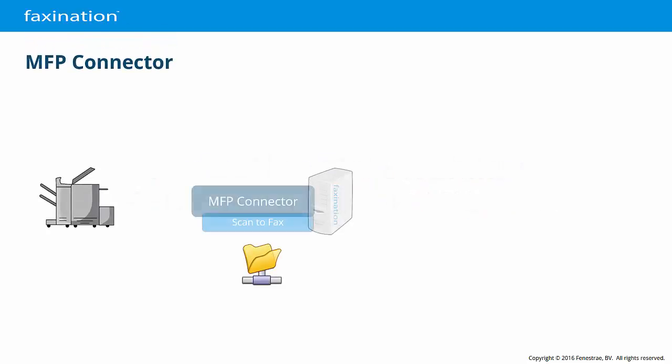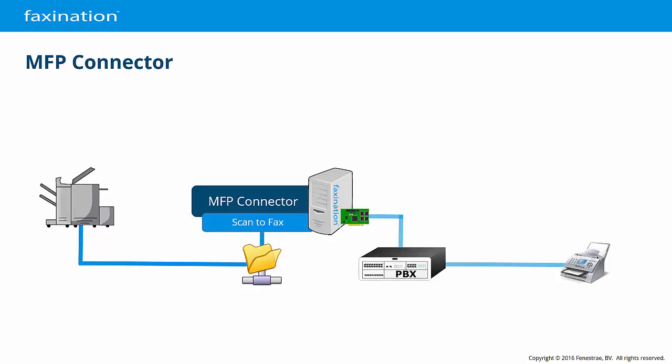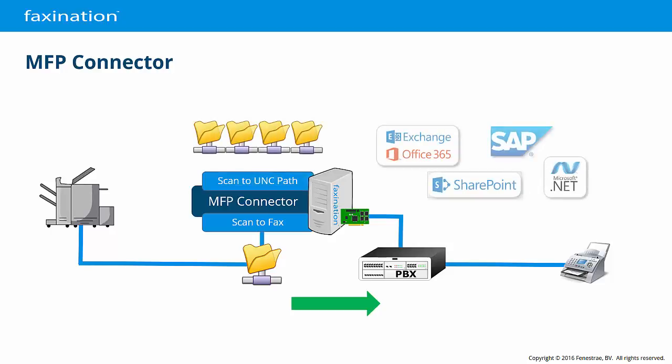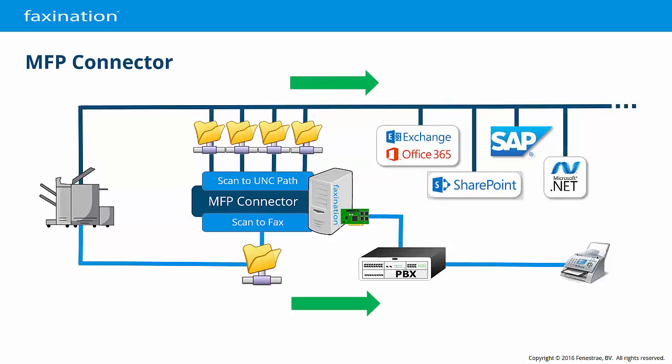Traditionally, the MFP connector is used to scan physical documents and send them as faxes through Faxination. This is accomplished by monitoring the UNC path where the MFP is configured to write the outgoing faxes. In Faxination 2016, we've enhanced the MFP connector so that it can monitor multiple UNC paths, and each UNC path can have a unique application destination.